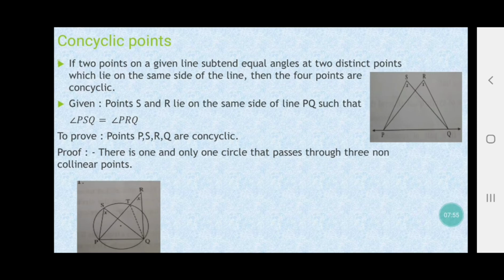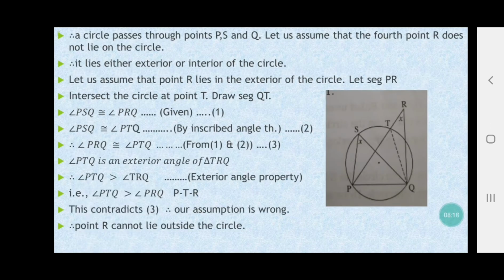Now what is given to us? The given part is that the angles are congruent, that is angle PSQ and angle PRQ are equal. What we have to prove? We have to prove that points P, S, R, Q are concyclic.